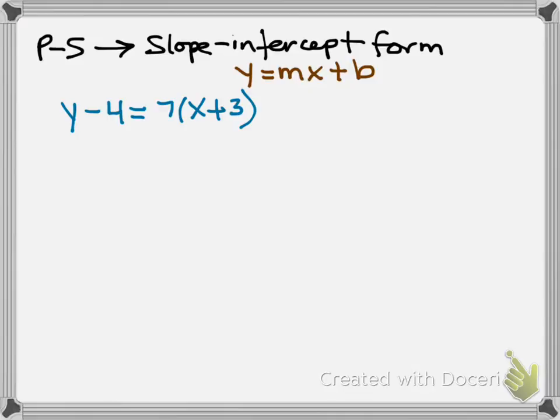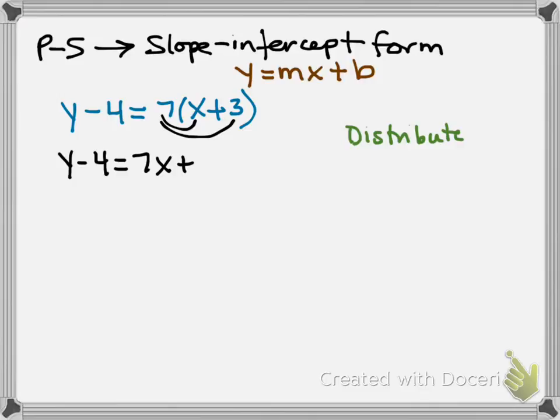All right, so what do you think is going to be my first step to solve so it looks like slope-intercept form, y equals mx plus b? Patrick. Maybe distribute 7. Okay, not even maybe. We're going to distribute. We need to get rid of the parentheses because there are no parentheses in slope-intercept form. So we get y minus 4 equals 7 times x is 7x, 7 times 3 is 21. Now what?